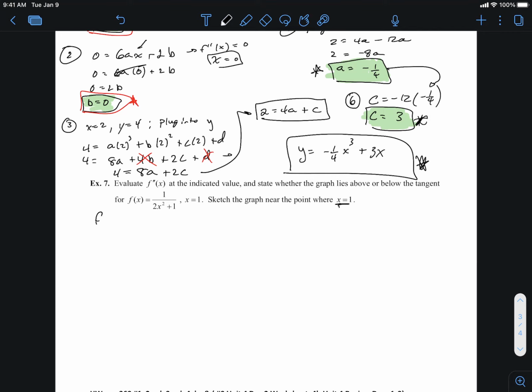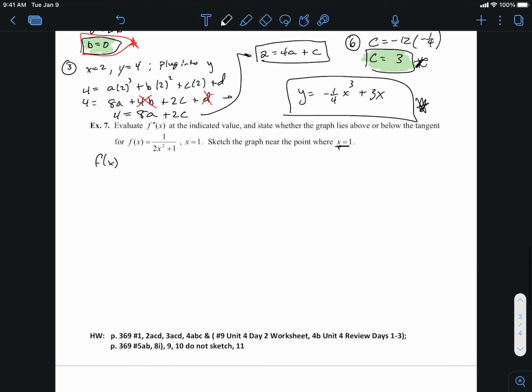So let's rewrite f of x in a way that it's kind of like a product rule. We could say, okay, that's fine. We're going to get 2x squared plus 1, but we're going to get a minus 1 there instead of just a positive 1. So I've taken it from the denominator and brought it to the numerator. Okay, now let's do the derivative work.